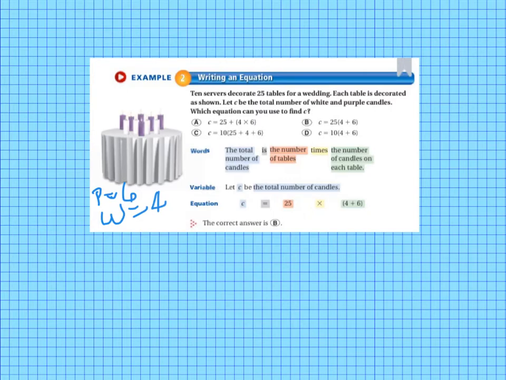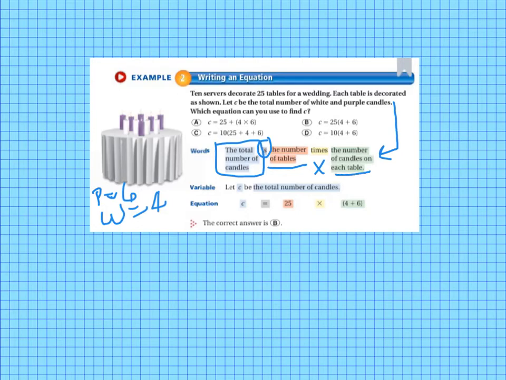Now we know that we can just take care of this. We know how to do this. However, sometimes you're asked to write an equation. So we need to do that. So let's skip what our answers are for a second and just go down here to what the words are. So the total number of candles, so that's what we're looking for, is, so remember is equals, the total number of tables times the number of candles on each table.